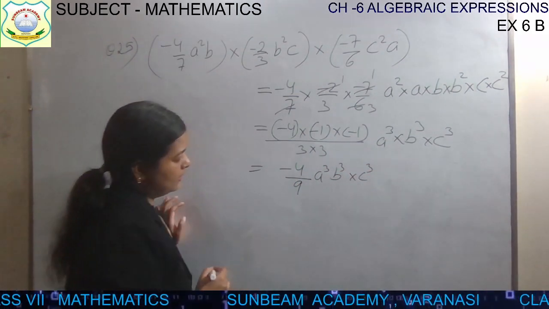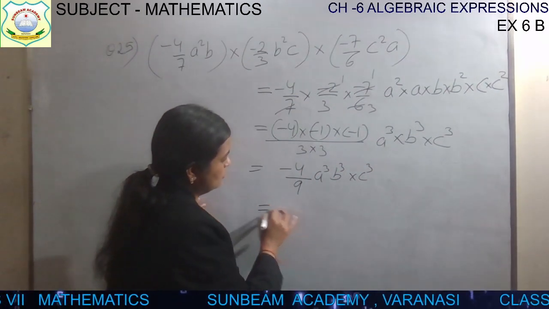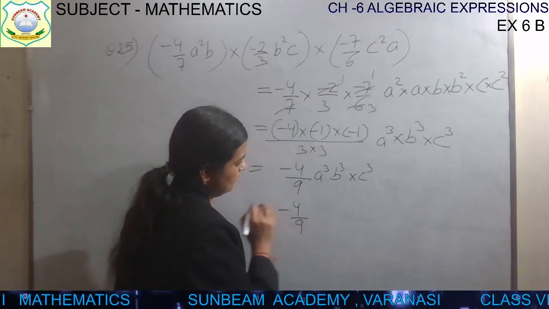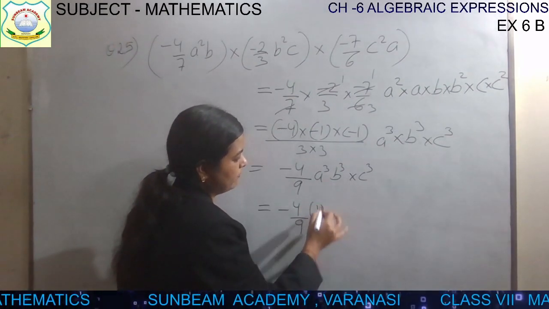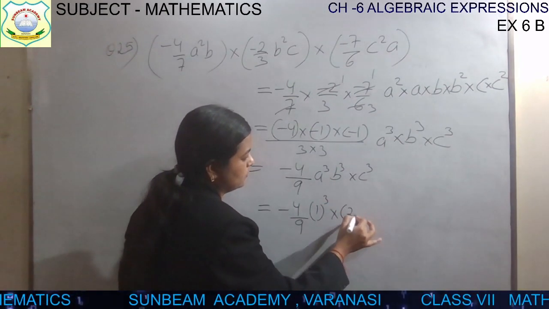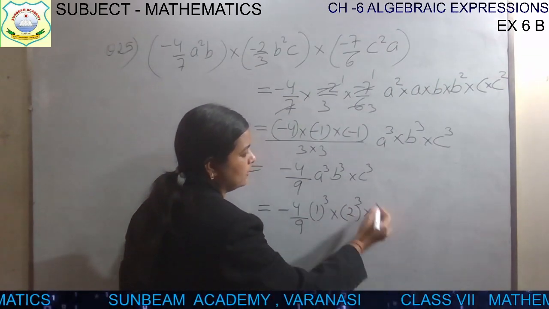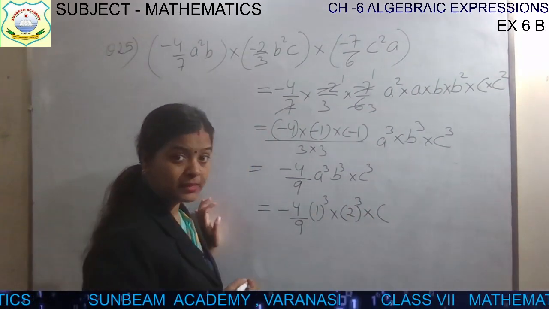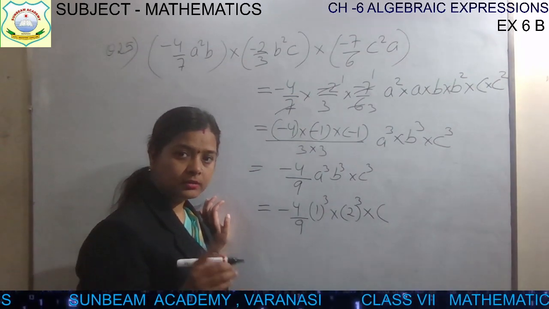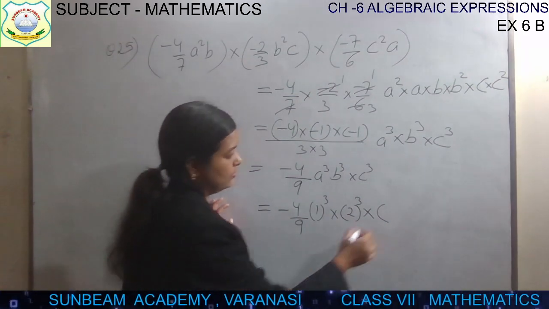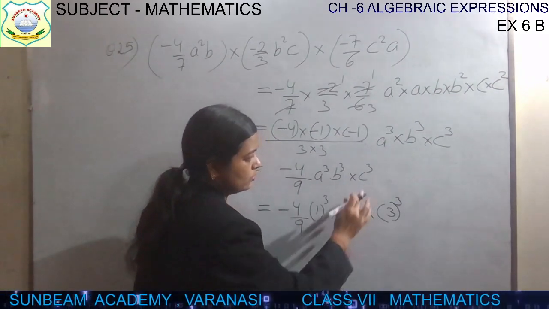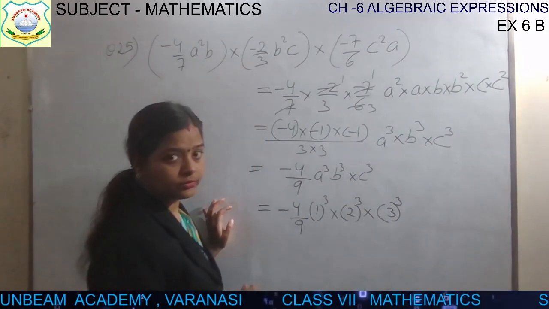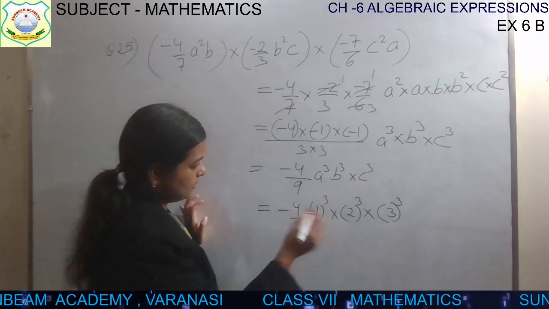Now when you solve this, your value will be minus 4 by 9. This will be 1 to the power 3, this will be 2 to the power 3, and this will be what? C means what? C is your 3. So 3 to the power 3. The value of a is 1, b is 2 and c is 3. Write it down and then solve this.